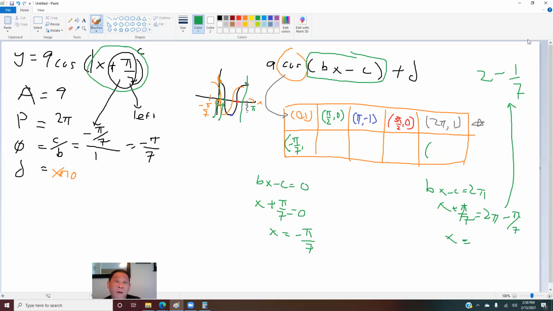Well, I mean, this is over 1. What's the LCD here? You get a common denominator, which is 7. So you multiply this by 7, what do you get? 14. What's your answer? 13 over 7. 13 pi over 7. Yes.